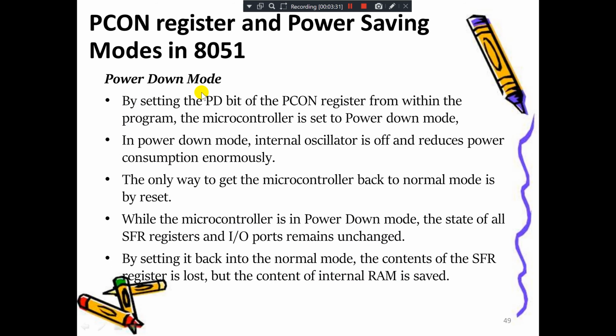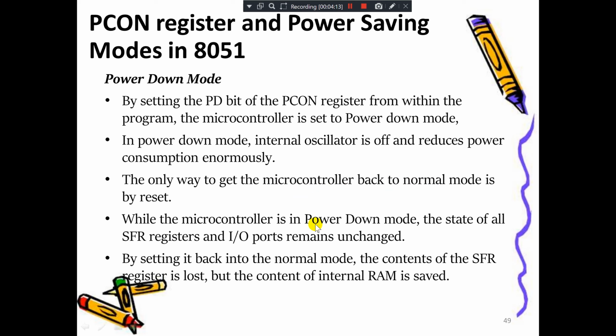Next, power down mode. By setting the PD bit of the PCON register from within the program, the microcontroller is set to power down mode. As we have shown in the previous slide, PD is nothing but power down mode. In power down mode, the internal oscillator is off and this reduces the power consumption enormously. The only way to get the microcontroller back to the normal state is by resetting it.